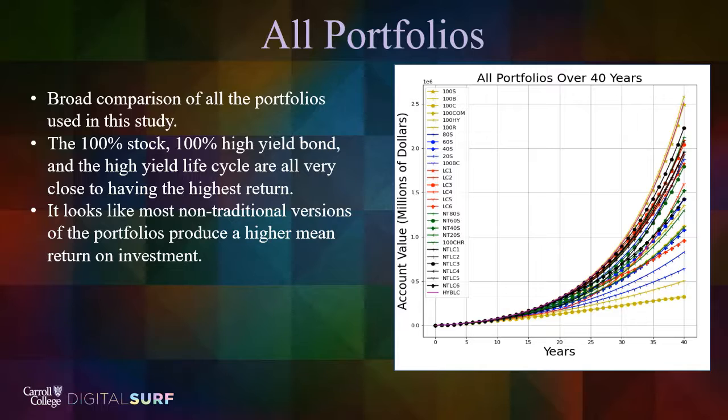The first comparison we did was a broad comparison of all the portfolios used in this study. From the graph shown, we can see that the 100% stock, 100% high yield bond, and the high yield bond life cycle are all very close to having the highest mean ending value. This means that among all of the portfolios used, one of these 3 will provide the investor with the highest mean return. From this graph, we can also see that it looks like most non-traditional versions of the portfolios produce a higher mean return than the traditional versions of the portfolios.